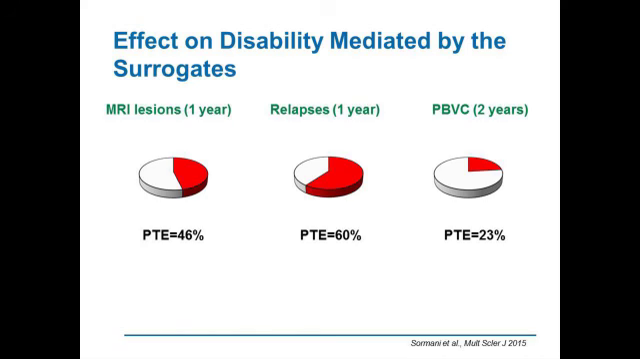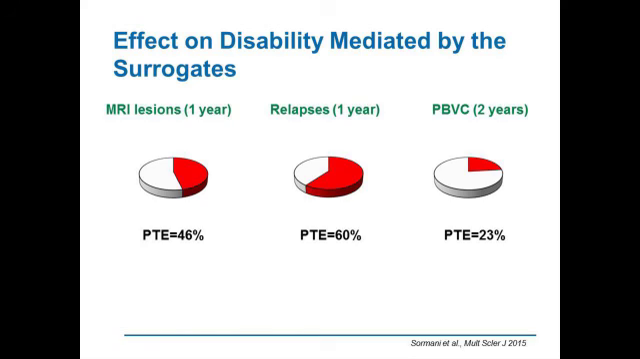The effect of fingolimod on MRI lesions was able to account for 46% of the effect seen on disability progression. The effect of the drug on relapses was able to explain 60% of the effect of the drug on disability progression. And finally, the effect of the drug on brain atrophy was able to explain only 23% of the effect of the drug on disability progression.